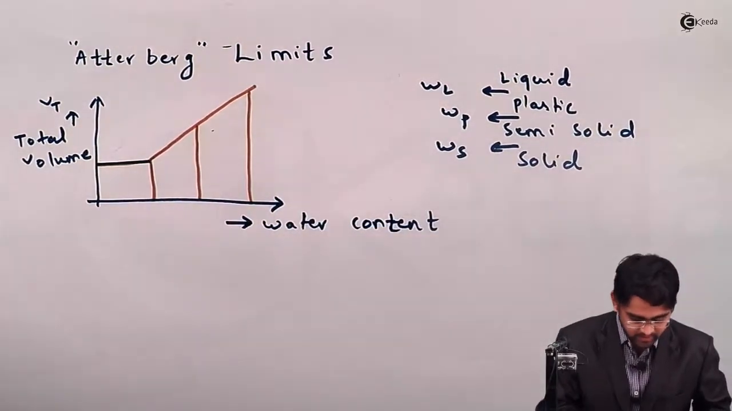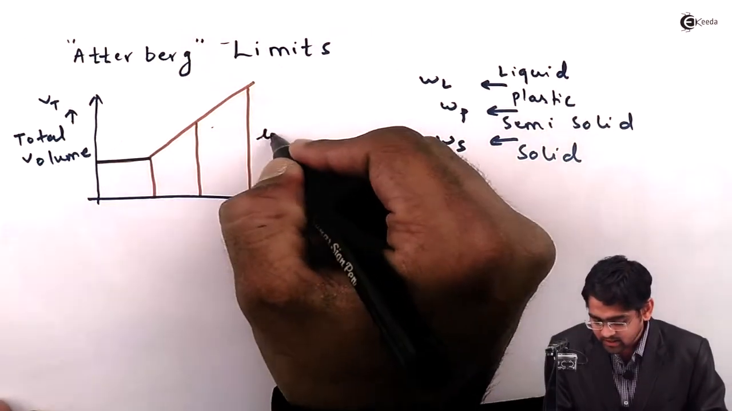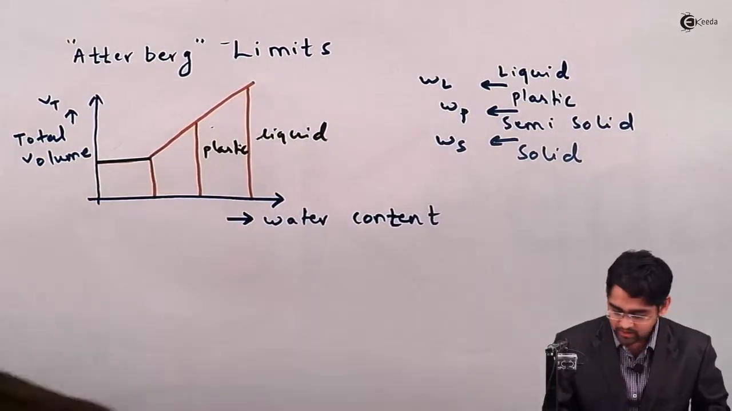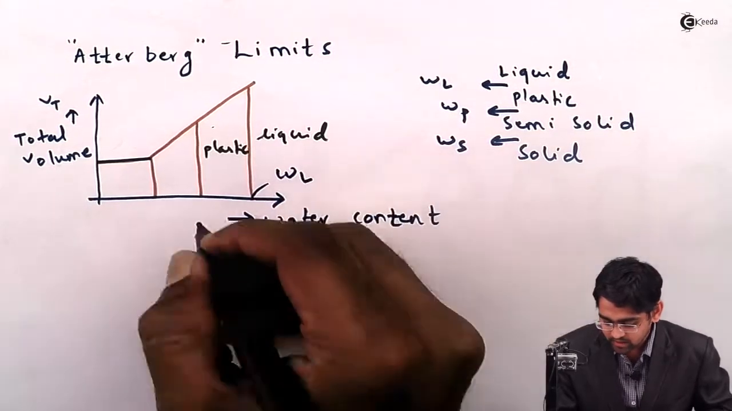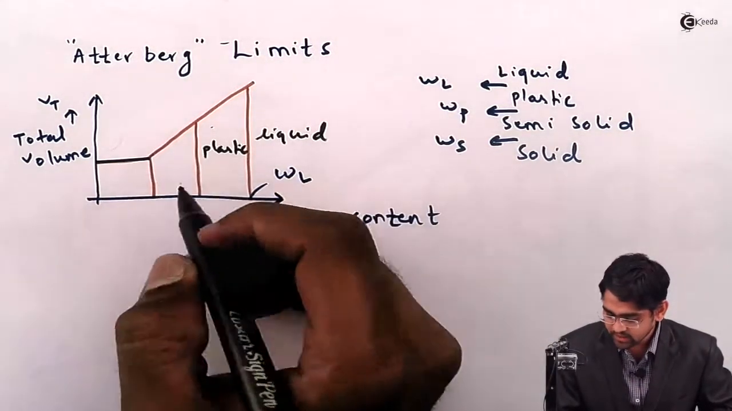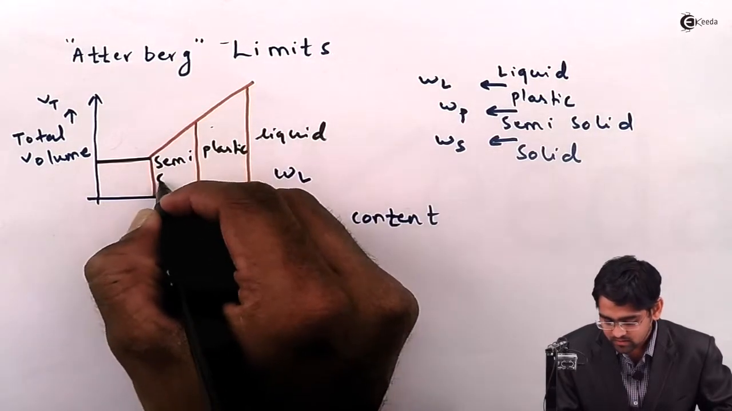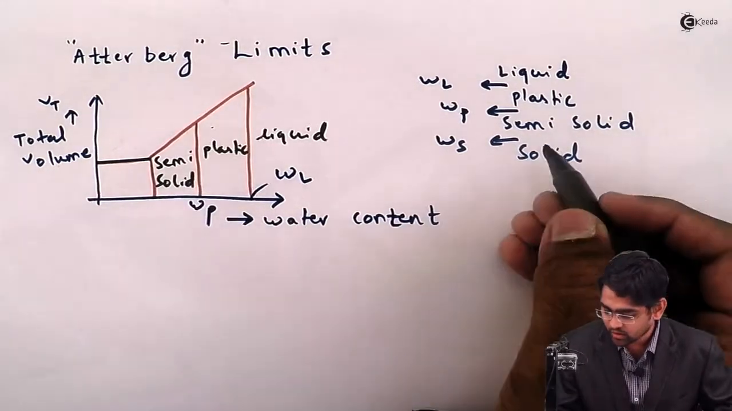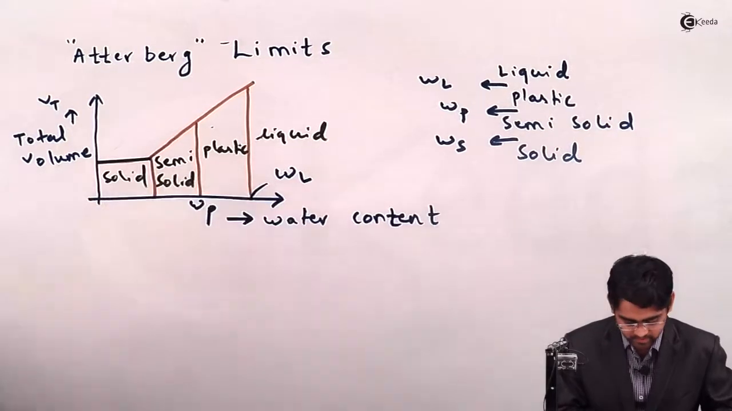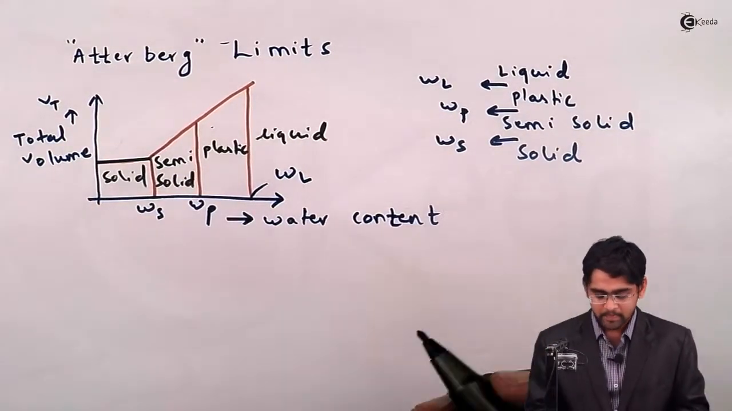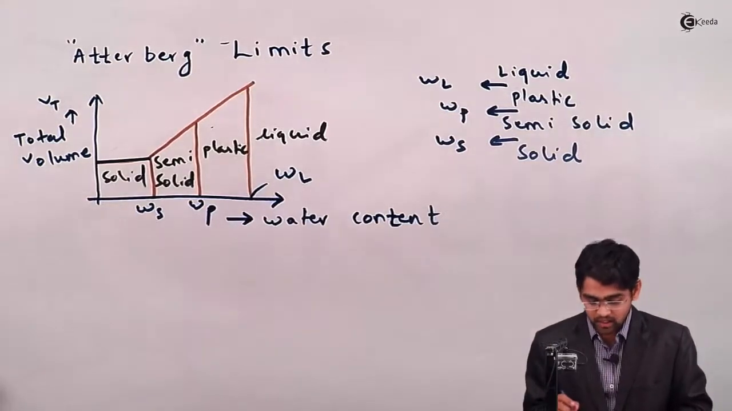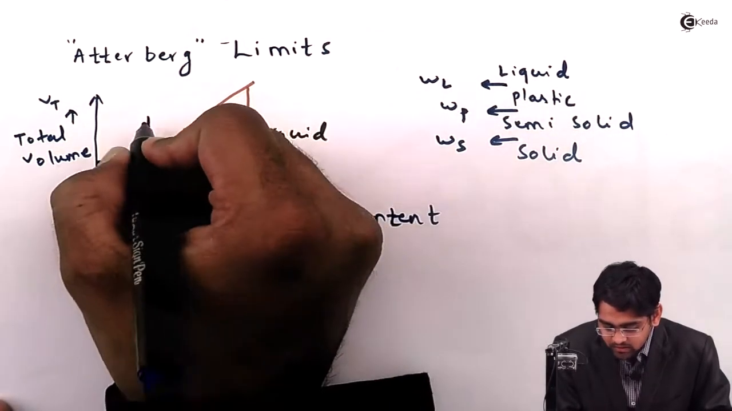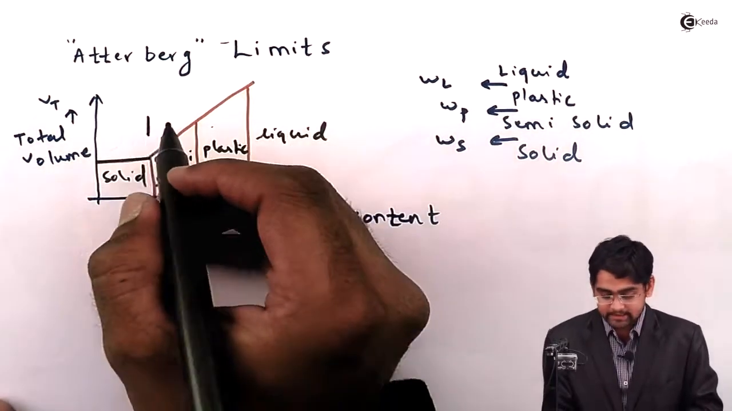So this limit, which is the boundary between the liquid phase and the plastic phase, is nothing but your liquid limit, WL, and the boundary between plastic and semi-solid is your plastic limit, and the boundary between semi-solid and solid is your shrinkage limit, WS. And correspondingly we have also seen that up to the shrinkage limit, still the degree of saturation is 100%.